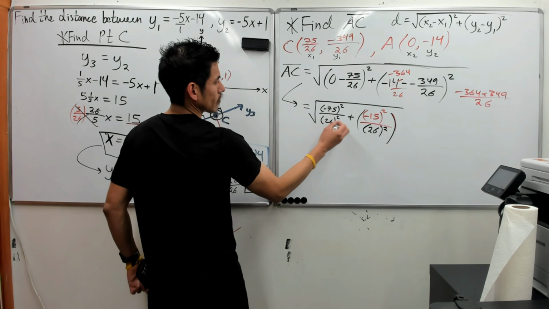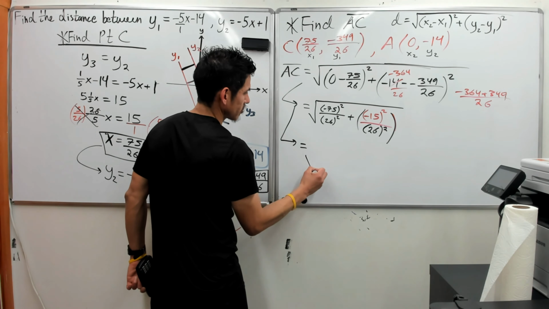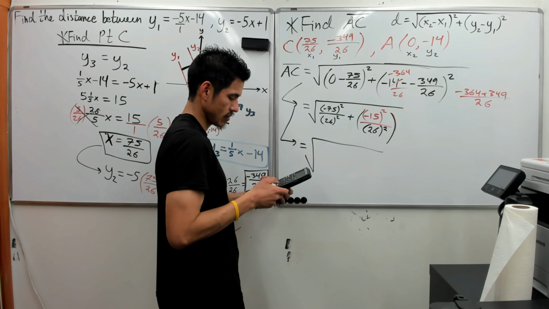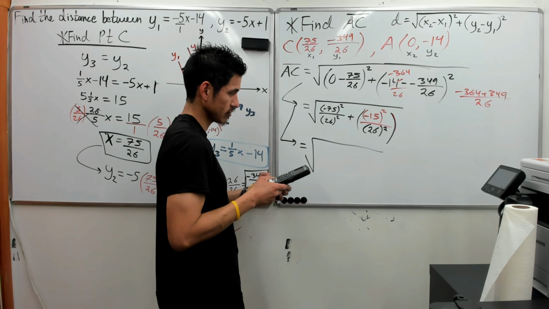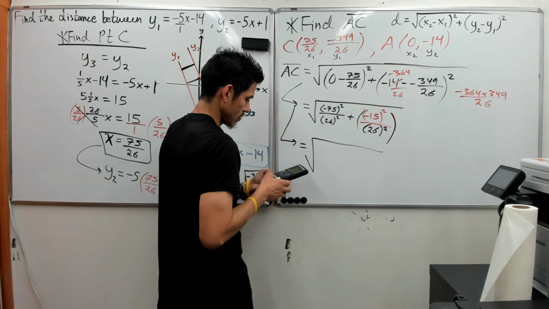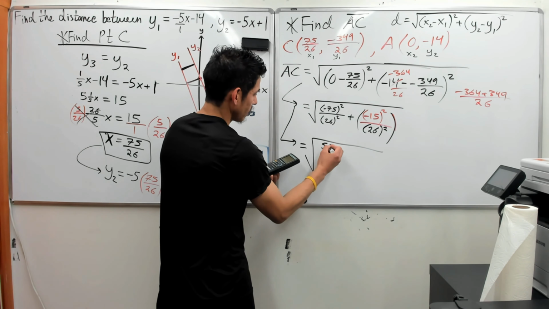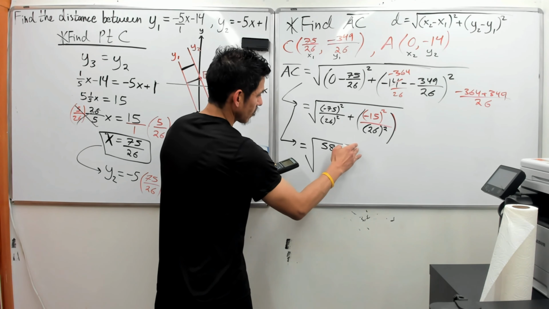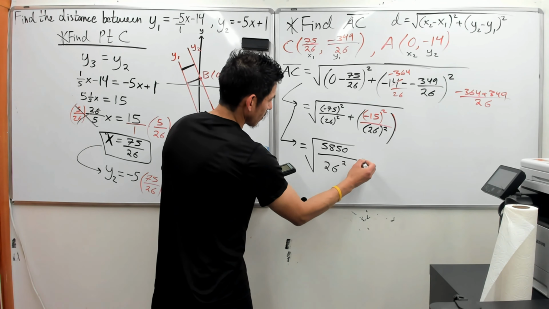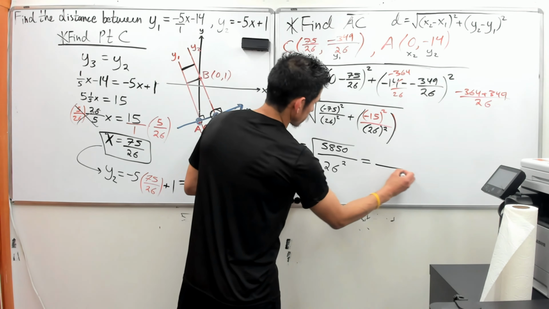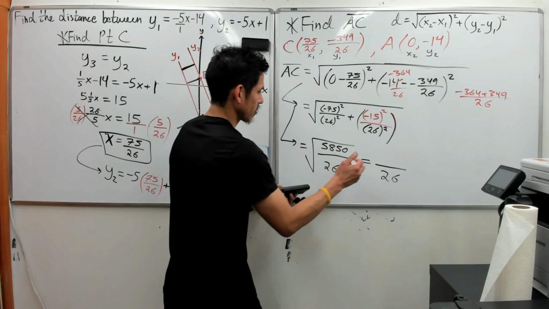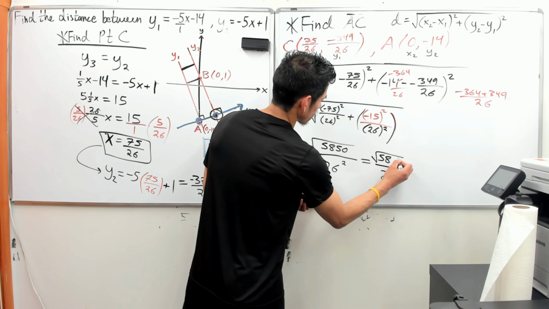All right. So then we take the square root of this: 75 squared is 5625, plus 225. So 5625 plus 225 is 5850, all over 26 squared. The square root of 26 squared is just 26, duh. And then we have the square root of 5850 on top.